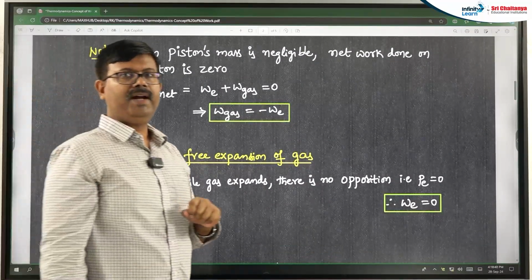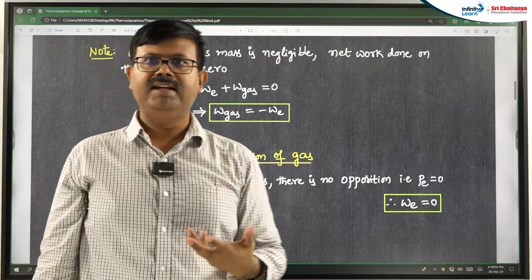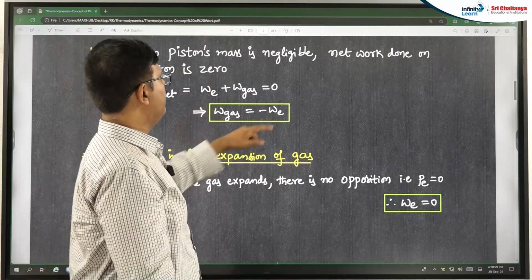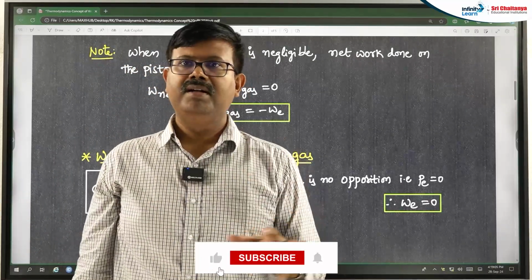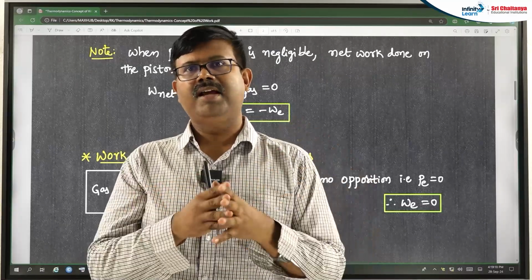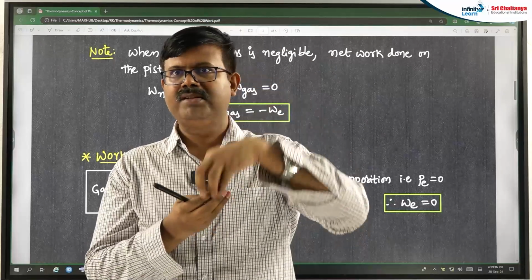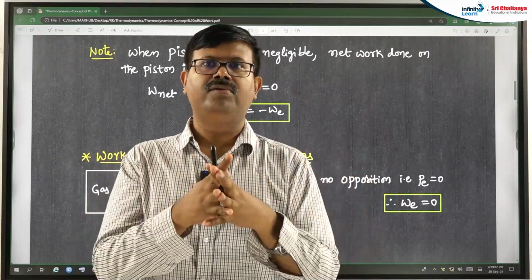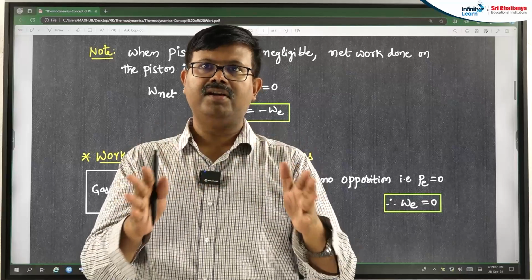Next, one more point you keep in mind: when the piston's mass is negligible, and usually whenever we are dealing with problems, we consider the piston's mass as negligible only, the net work done on the piston is 0. Because in physics you have studied, the net work done on any object is equal to the total change in energy. And so here the object is what? Piston. Net work done means work done on the piston by the external forces, and work done on the piston by the gas. Both together you take as net work done. So net work done is equal to the total change in energy of the piston.